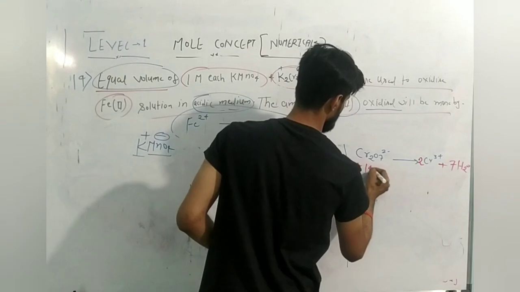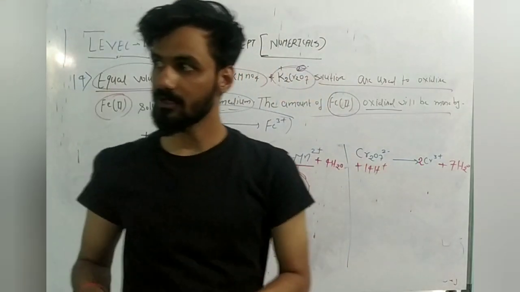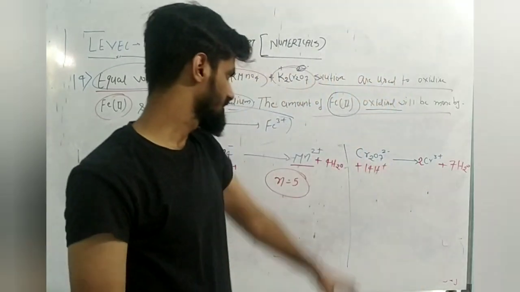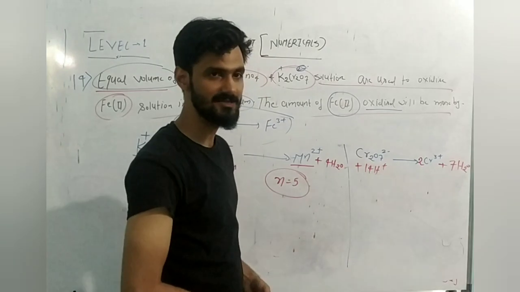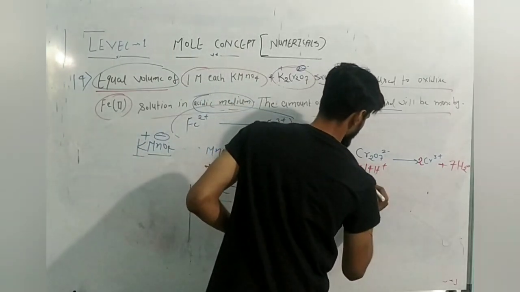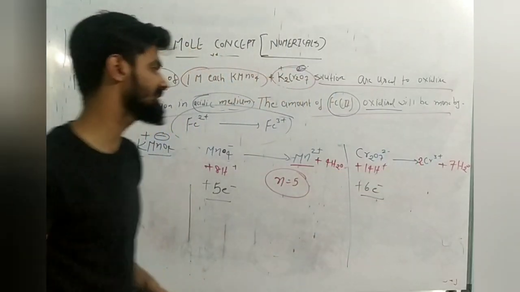You have to add 14 H plus. Now you have balanced the redox reaction. Now what do you have to do? The next procedure is you have to balance the charge. Here there is 6 positive charge and here there is 12 positive charge. So here you have to add 6 electrons. So now you will be able to balance the redox reaction.